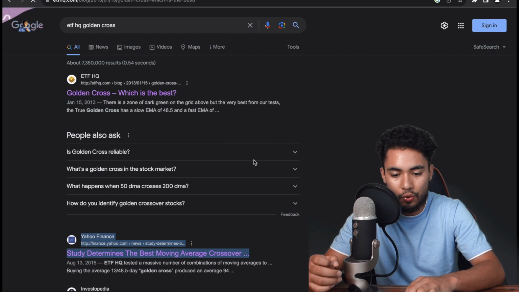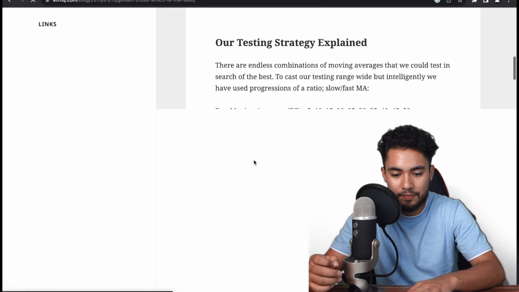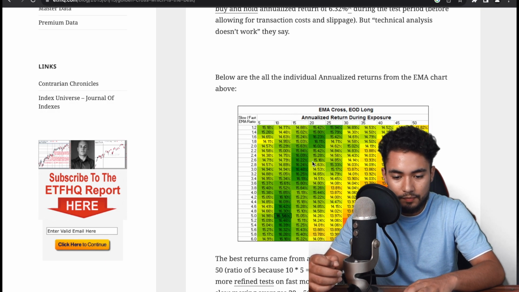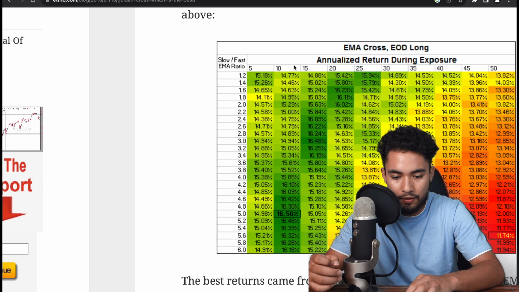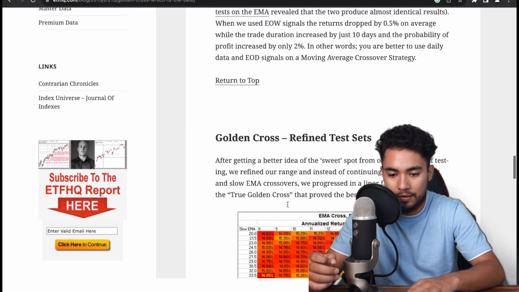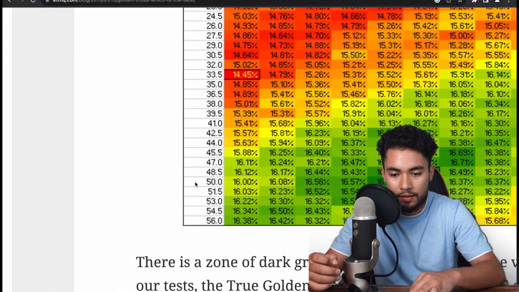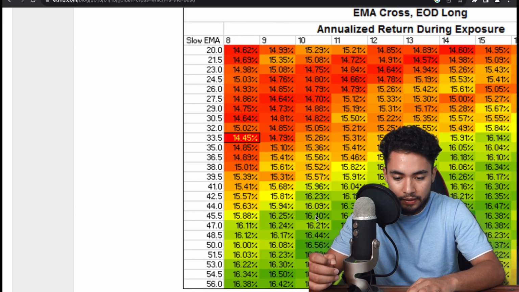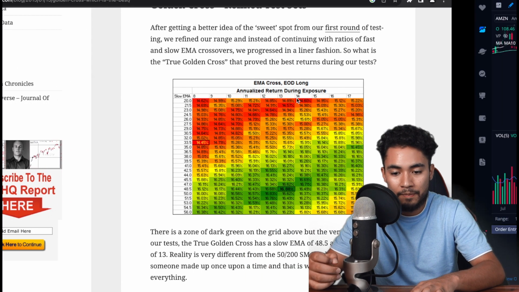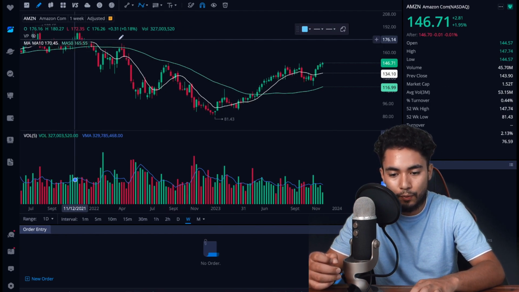What they did was show overall which ones had the best percentage gains. You could see right here that the 10 to 50 ratio, which is the 10 and 50 MA, had a 16.56 percent green return annually. Look at it right here. The 50 and the 10, 16.56, great. 13 and the 48, 16.88. So those MAs combined are amazing for returns. That's why I have the 10 and the 50, amazing for returns.